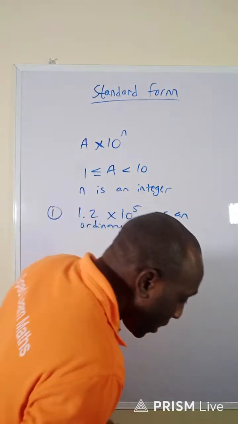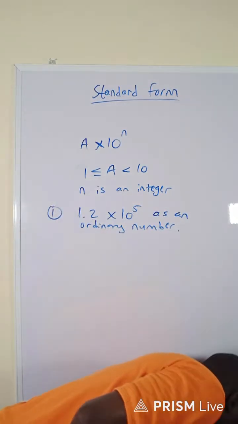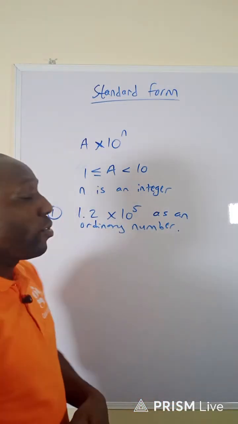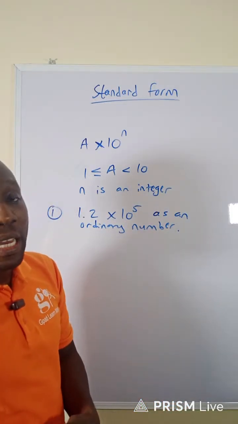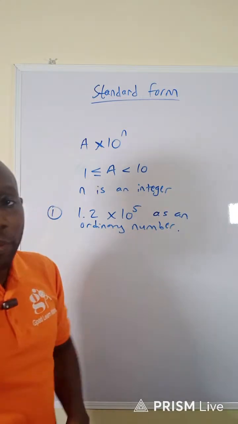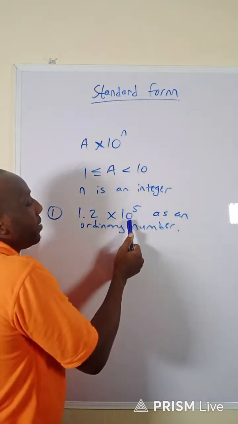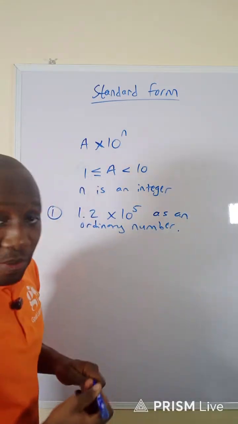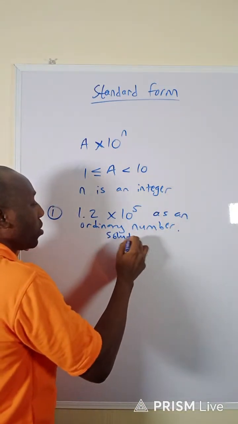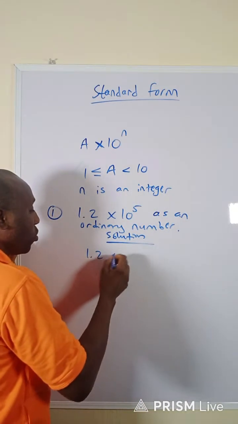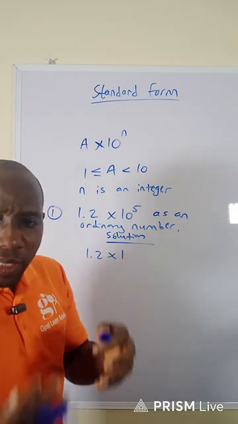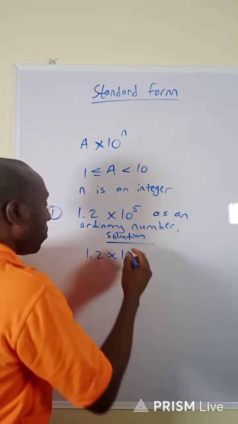Okay, I'll show you how to do this quickly and easily, guys. So see this, guys. 1.2 times 10 raised to the power 5. How do you write this as an ordinary number? This power of 10 raised to the power 5 can be written like this. So solution to this, 1.2 times, how many zeros will be here? So this is 10 times 10 times 10 times 10 times 10, which is what?